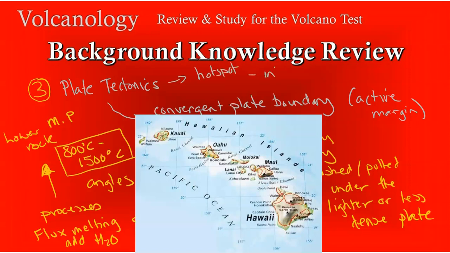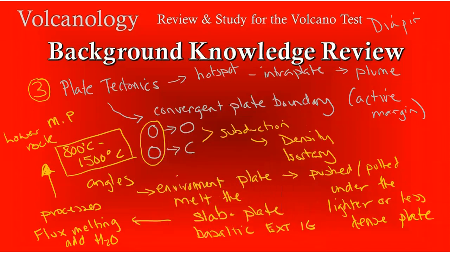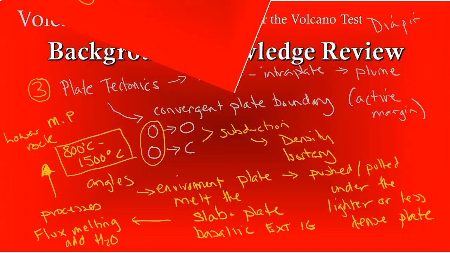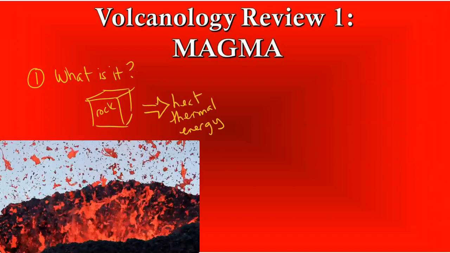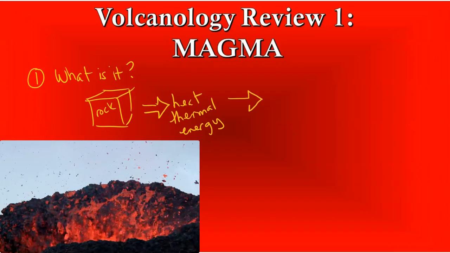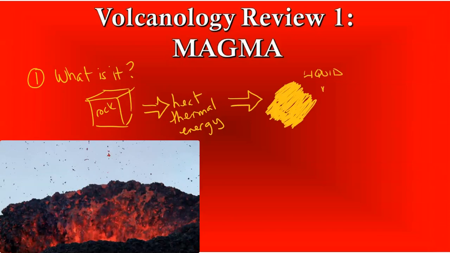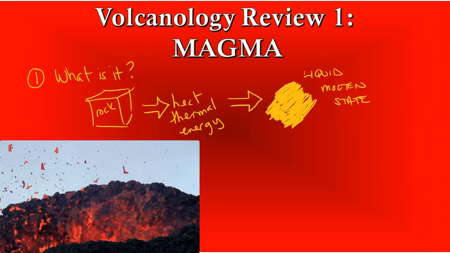So it's an intraplate volcanism where you have a plume of magma rising up, a diapir or a hotspot like in Hawaii or Yellowstone, and that would be decompression melting, and that would create the magma that is used in these volcanoes. So what is magma? We create magma through melting of rock. So you have a rock and you're going to add the heat or thermal energy in different situations, and you're going to create the liquid or molten state called magma.